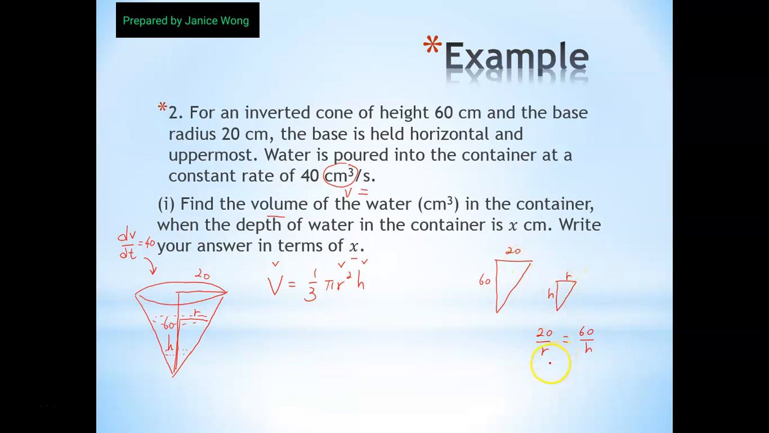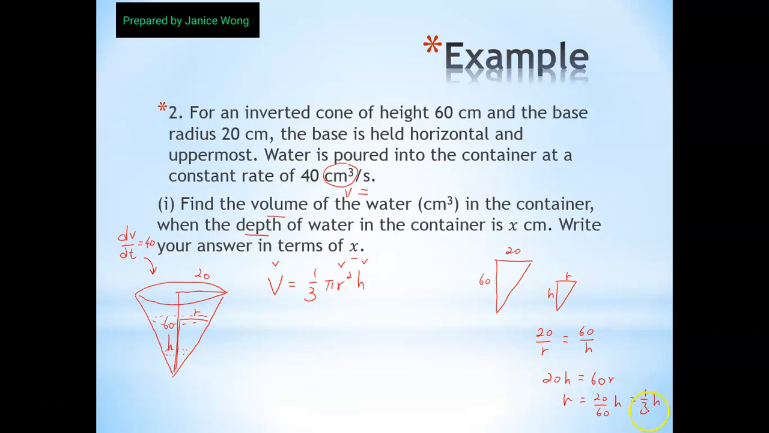In order to write the answer in terms of x, which is related to the depth, I write r in terms of the height, the depth. Cross multiply, 20h equals 60r. r will be 20 over 60 h, which is 1 over 3 h.